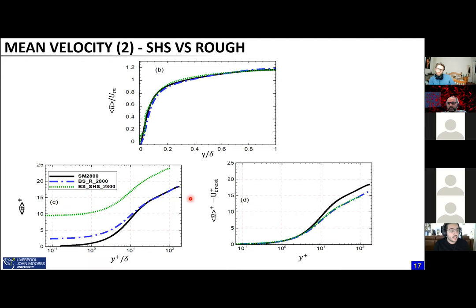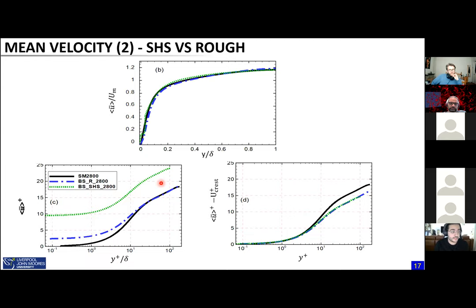For the rough versus superhydrophobic implementation, mean velocity profiles are shown here. It is shown that for the rough case, the plot coincides with the smooth case for the region beyond y plus equals 15. This is in agreement with the flow behavior over a rough surface in the hydraulically smooth region. However, a significant upward shift was achieved for the superhydrophobic implementation, which is associated with the reduced friction velocity for this case and is consistent with the obtained drag reduction.